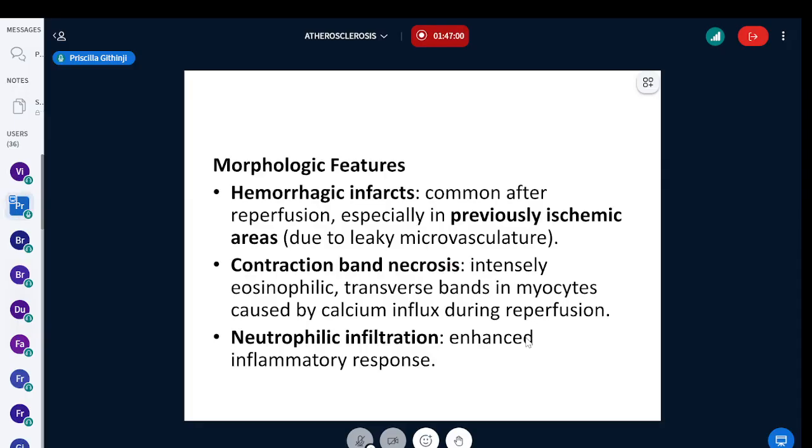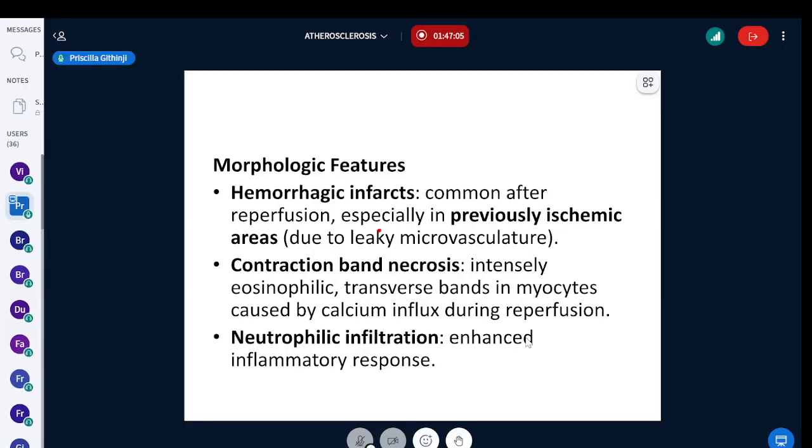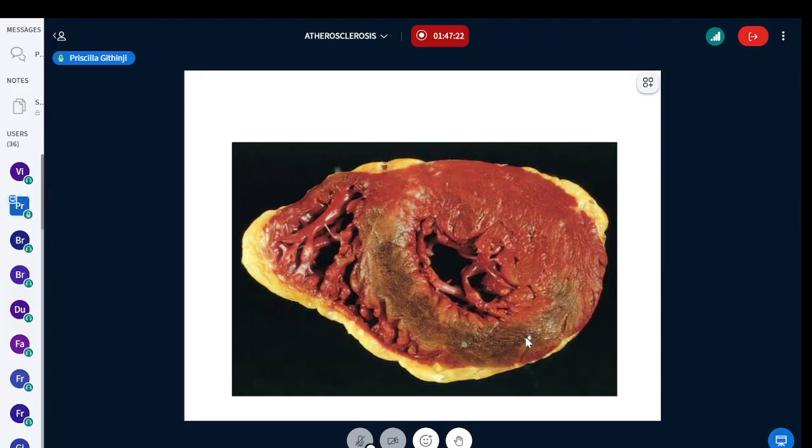In reperfusion injury, the morphological appearance of the infarct is that you get hemorrhagic infarcts. So you have blood being restored in an area of infarction. Then you have contraction band necrosis, and you have neutrophilic infiltration. If you look at this in a microscope, and this is just an image to show you, these are hemorrhagic infarctions that are typical when you have restored blood supply in a previously infarcted tissue.